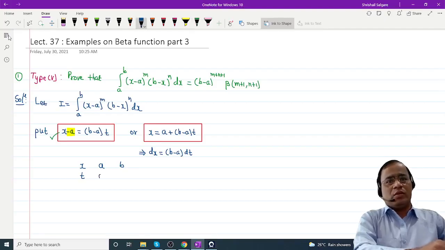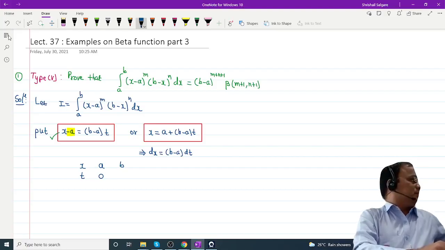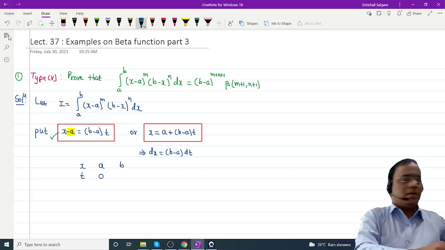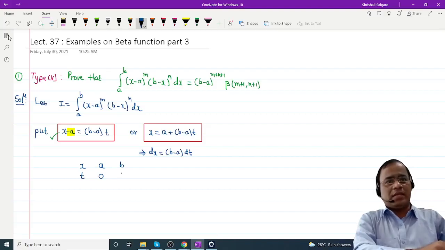Okay, the lower limit is 0, that is required for beta. Now when you substitute x is equal to b, what will you get? T is equal to 1. T is equal to 1. So those are the limits for the beta function. Here I will make a table if required. So these are the new limits.